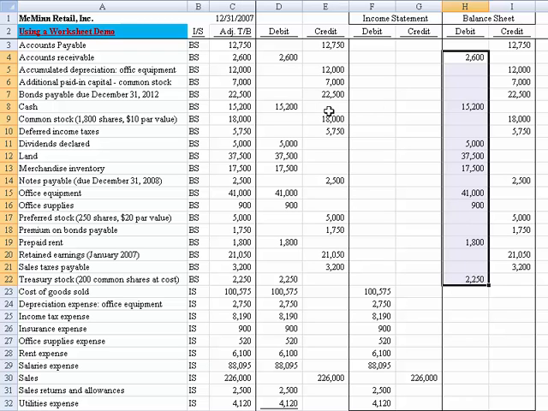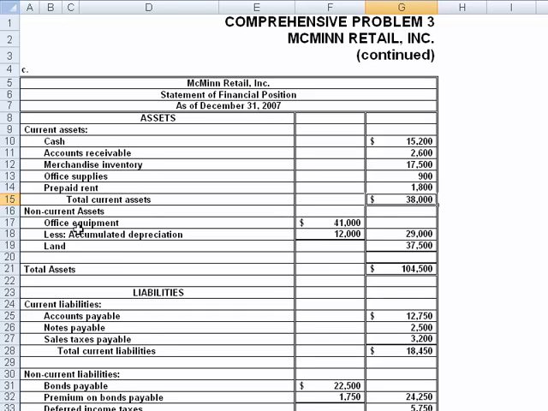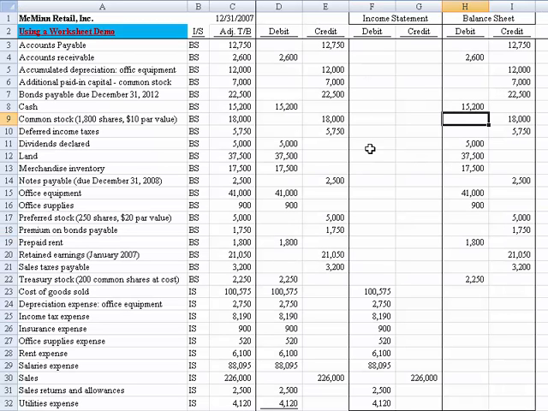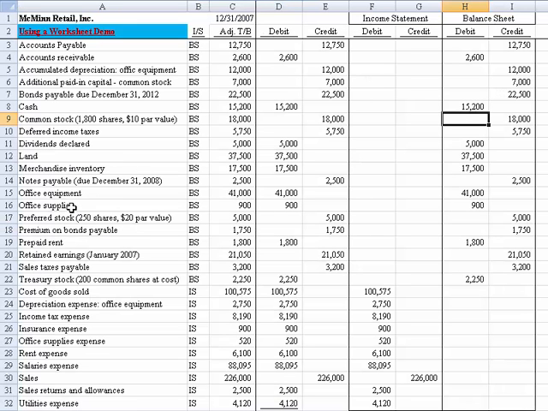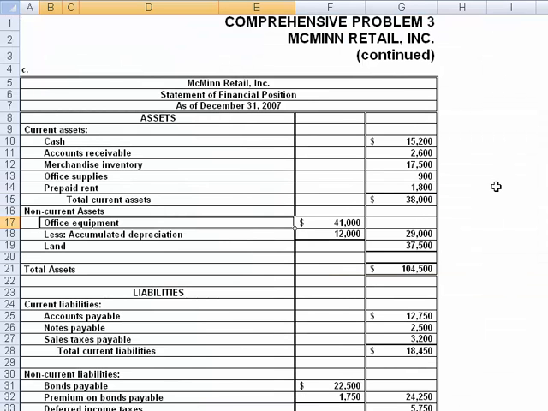Now, what you needed to figure out when you work this one is which ones belong in current assets, which ones belong in non-current assets or property, plant, and equipment. You could have called it that as well. And we only had two accounts, the office equipment and the accumulated depreciation. So we see office equipment of 41,000, and then the contra asset account called accumulated depreciation of $12,000. And that would get us total assets.